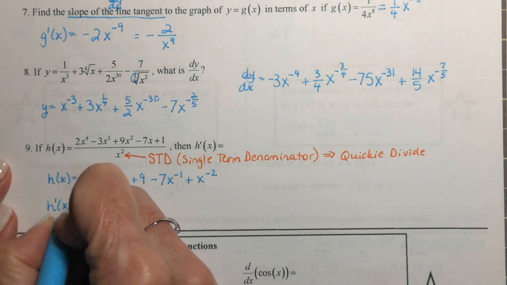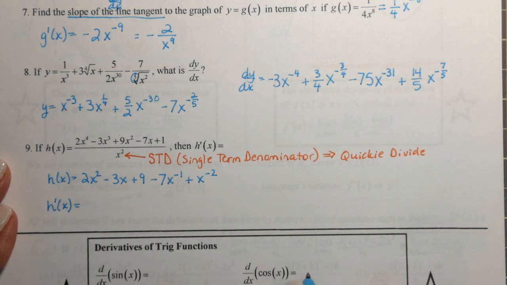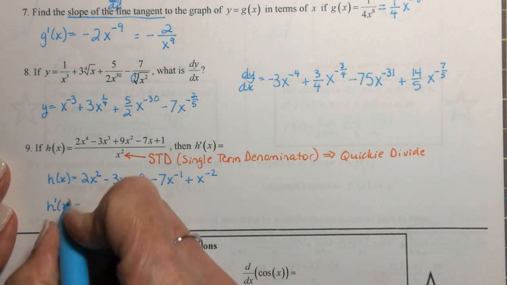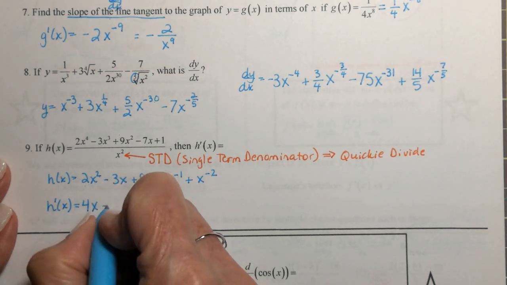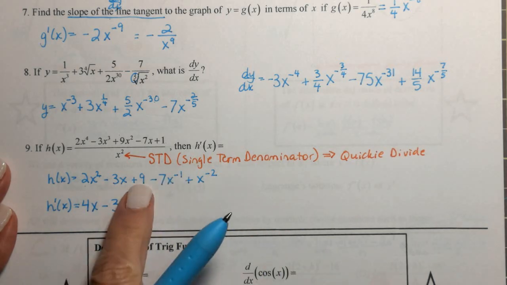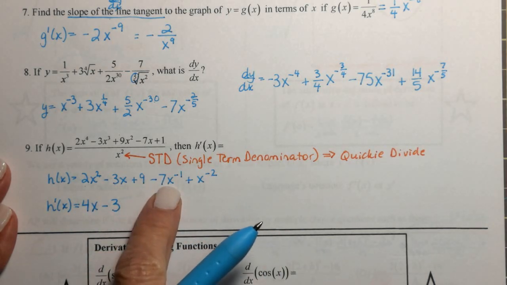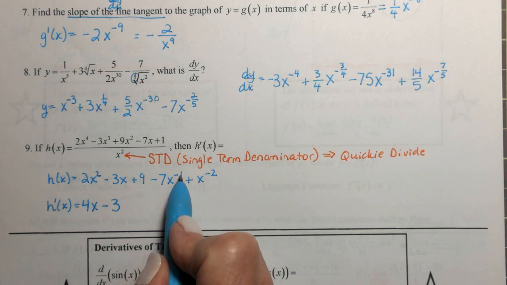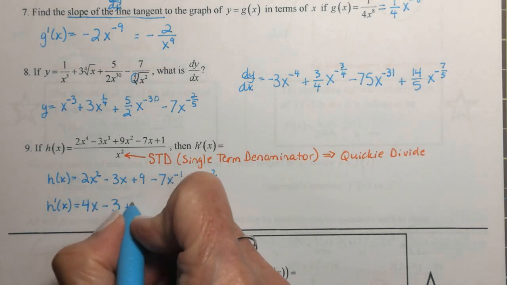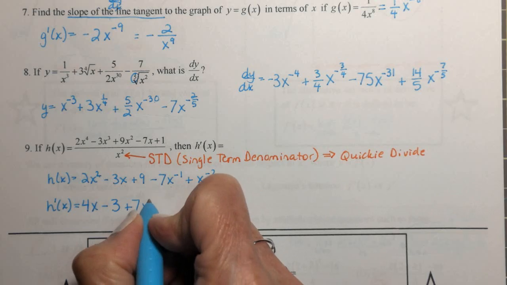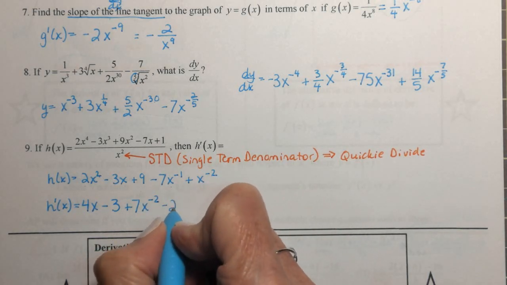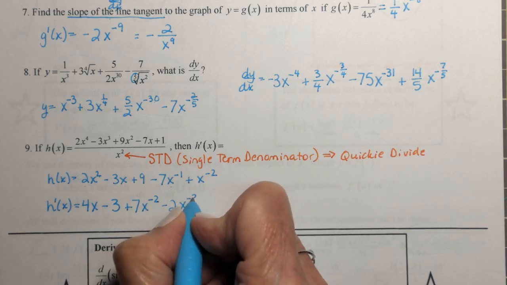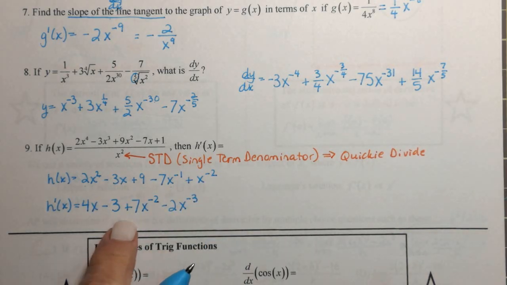Now we take the derivative of each piece. Power times the front. Decrease your power by 1. The derivative of negative 3x, negative 3. The derivative of 9 is 0. The derivative of negative 7x to the negative first, negative 1 times negative 7 is 7. X to the, decrease your power by 1. Negative 2 times the front, keep your x, decrease your power by 1. This would be a safe stop spot. You just stop right there if it's an FRQ.